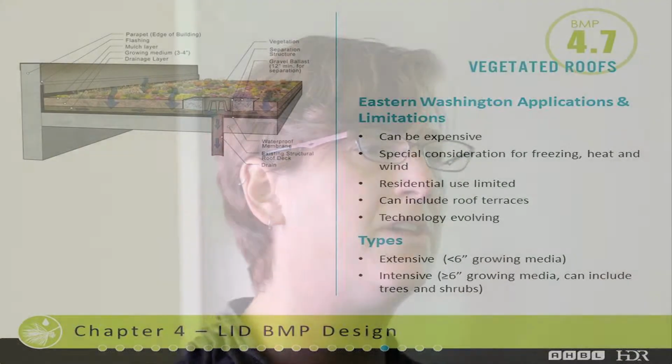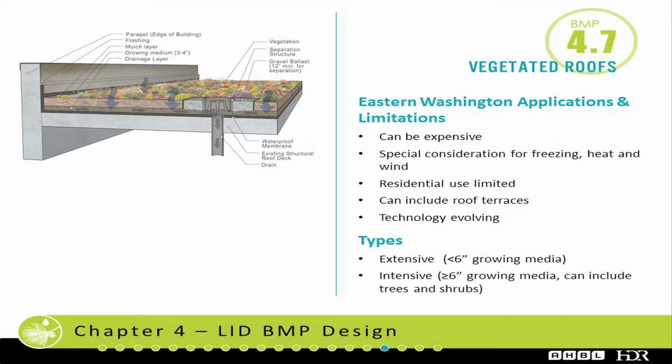Use in residential projects may be a little bit more limited than commercial projects. There again, it really does depend on your design. You can include roof terraces where some portions of your terraces are vegetated and others are not, or portions of your roof could be designed to drain into a lower terrace that's vegetated. That would be a really effective way of doing that. And this technology is still very much evolving.